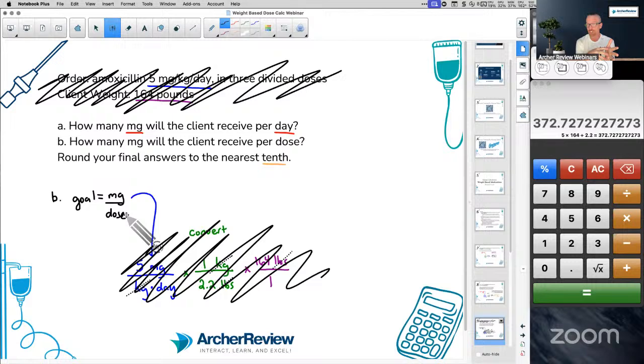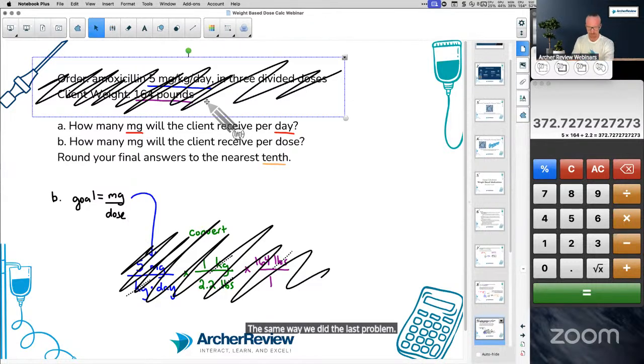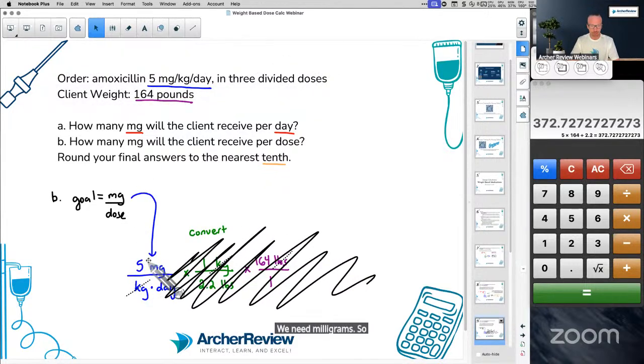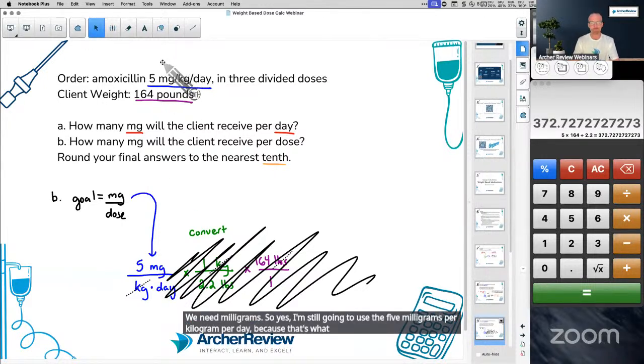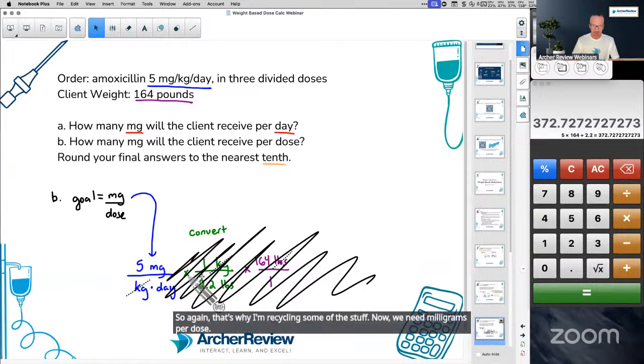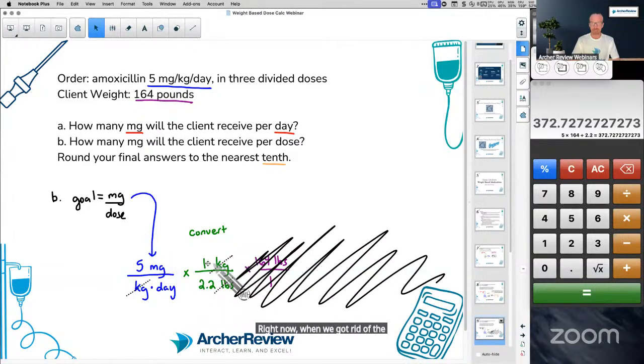So how would we start this off? The same way we did the last problem. We would look back at our problem. We need milligrams. So yes, I'm still going to use the 5 milligrams per kilogram per day because that's what's in our problem. So again, that's why I'm recycling some of the stuff. Now, we need milligrams per dose. Right now, when we got rid of the kilograms a while ago, we let day hang out. I'm going to talk about how we handle that right here in a second.